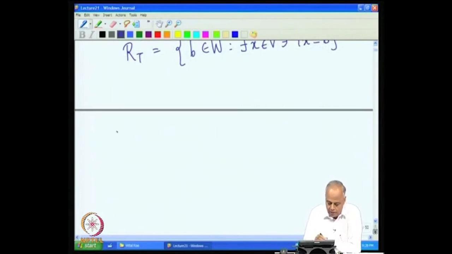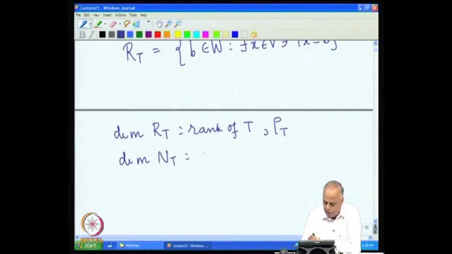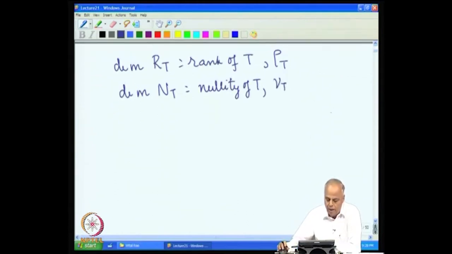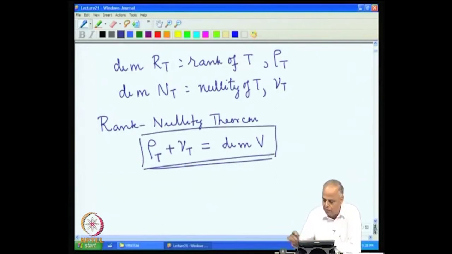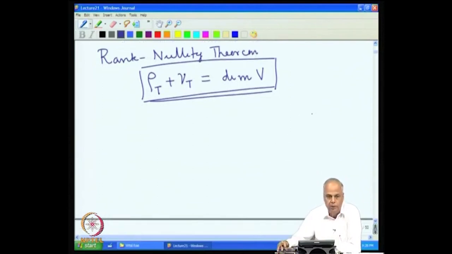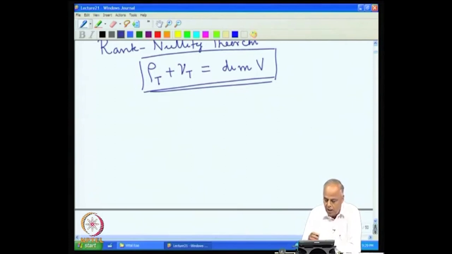We defined the dimension of the range of T as the rank of T and denoted it by rho(T), and the dimension of the null space of T as the nullity of T and denoted it by nu(T), and we had the fundamental theorem called the rank nullity theorem. The rank nullity theorem gave us that the rank of T plus the nullity of T is equal to the dimension of the domain space V. This is one of the most important theorems for linear transformations, and this gives us a lot of information about how to construct a basis for the range of T and the null space of T.